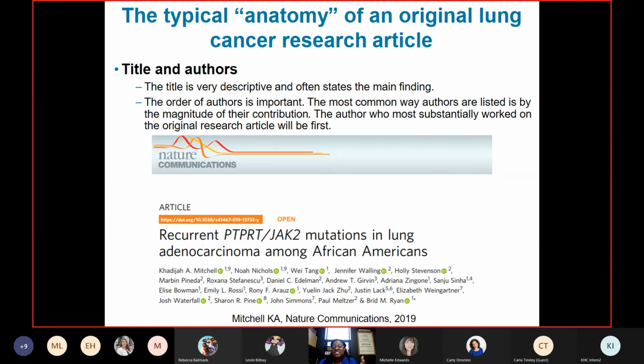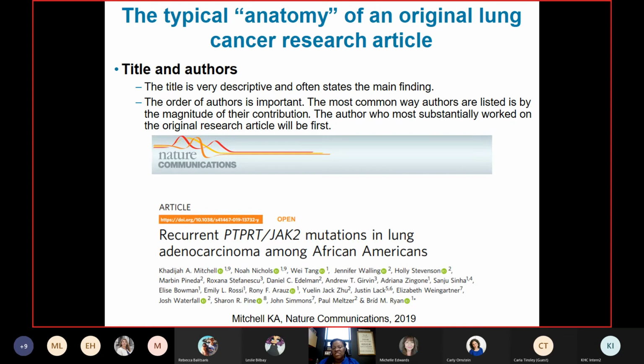So what does that look like? Just like our bodies have anatomy, research articles have anatomy. And similarly to when you learn more about anatomy and physiology, you understand how the body works. When you learn about the anatomy of a lung cancer research article, it helps you demystify and understand what's going on. Right? So we're going to take, for an example, one of my research articles. This was a recent publication in Nature Communications back in 2019.